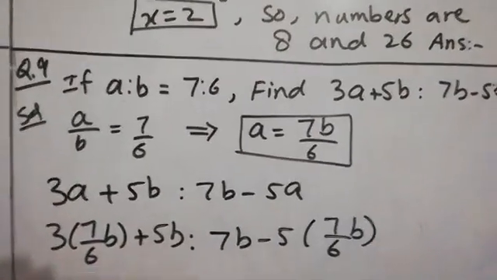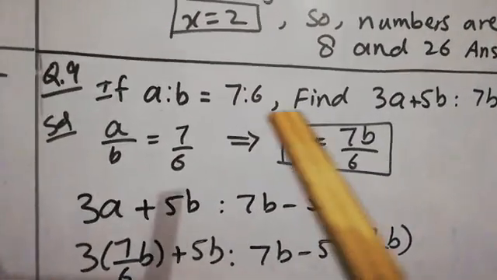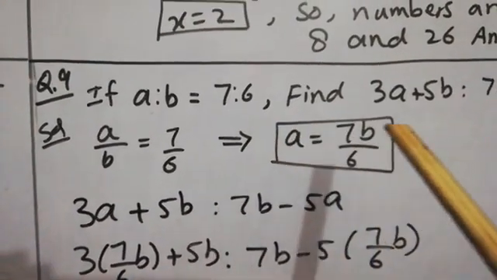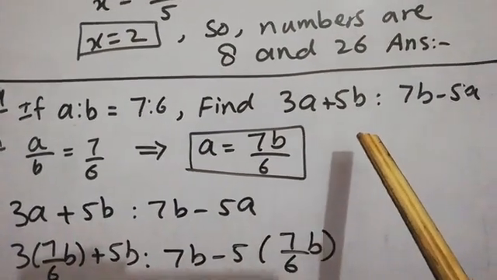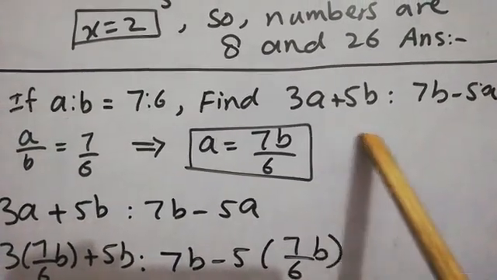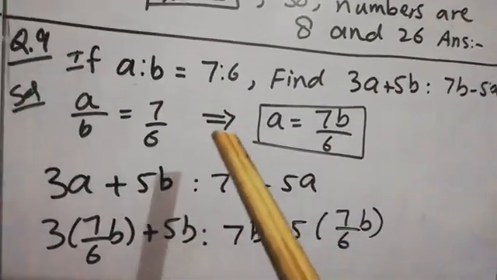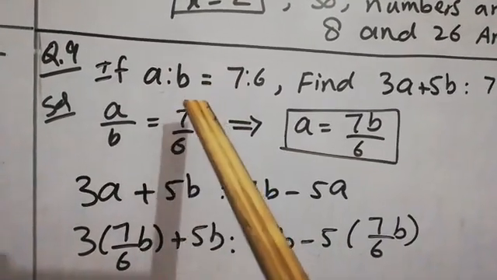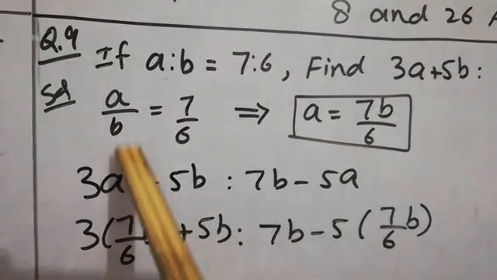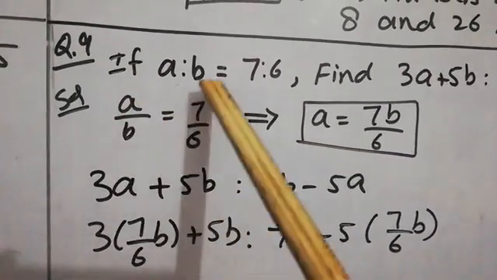Question number 9. If A ratio B is equal to 7 ratio 6, then find the value of 3A plus 5B ratio 7B minus 5A. We will find the value of this one. First of all, the given value is A ratio B equals 7 ratio 6. We will change this ratio into fraction form. A by B equals 7 by 6.